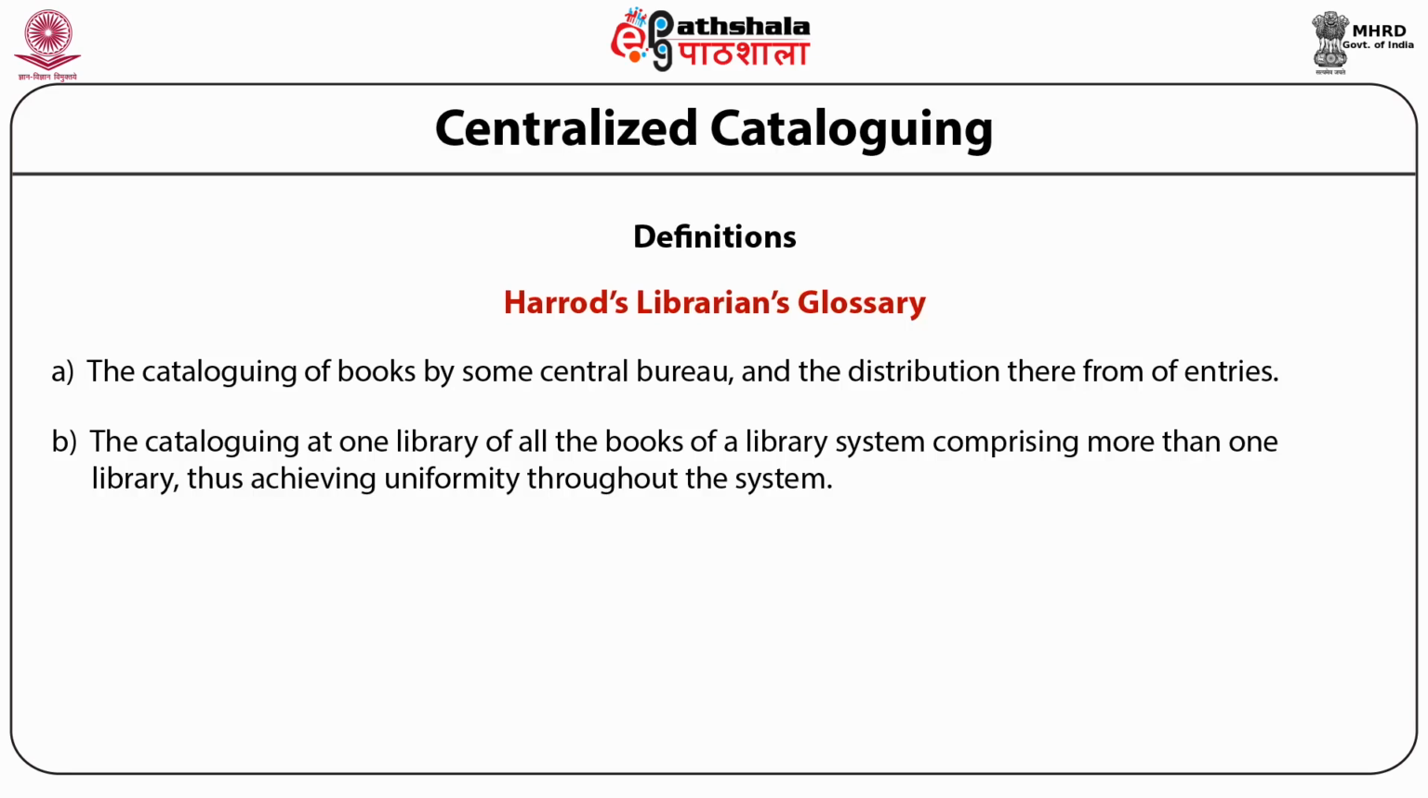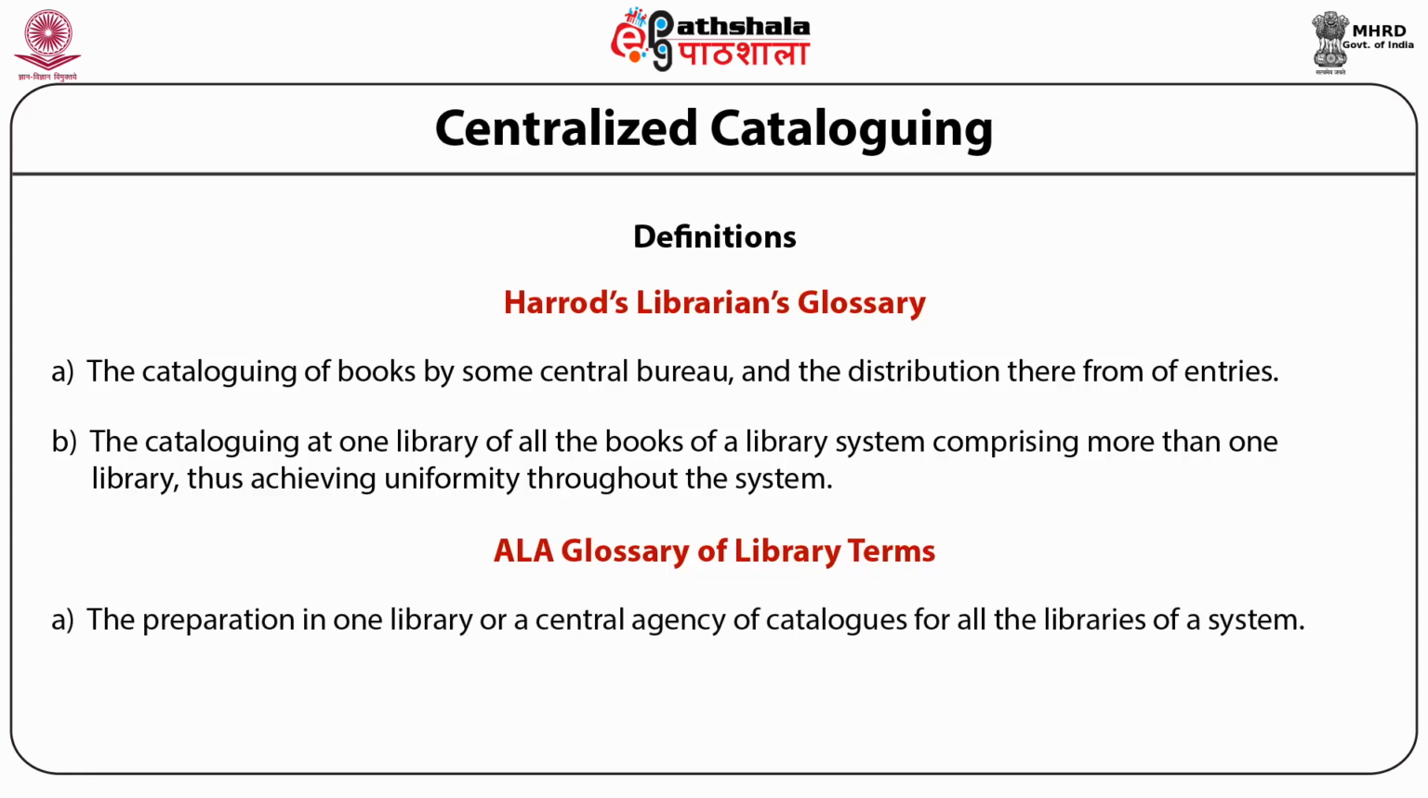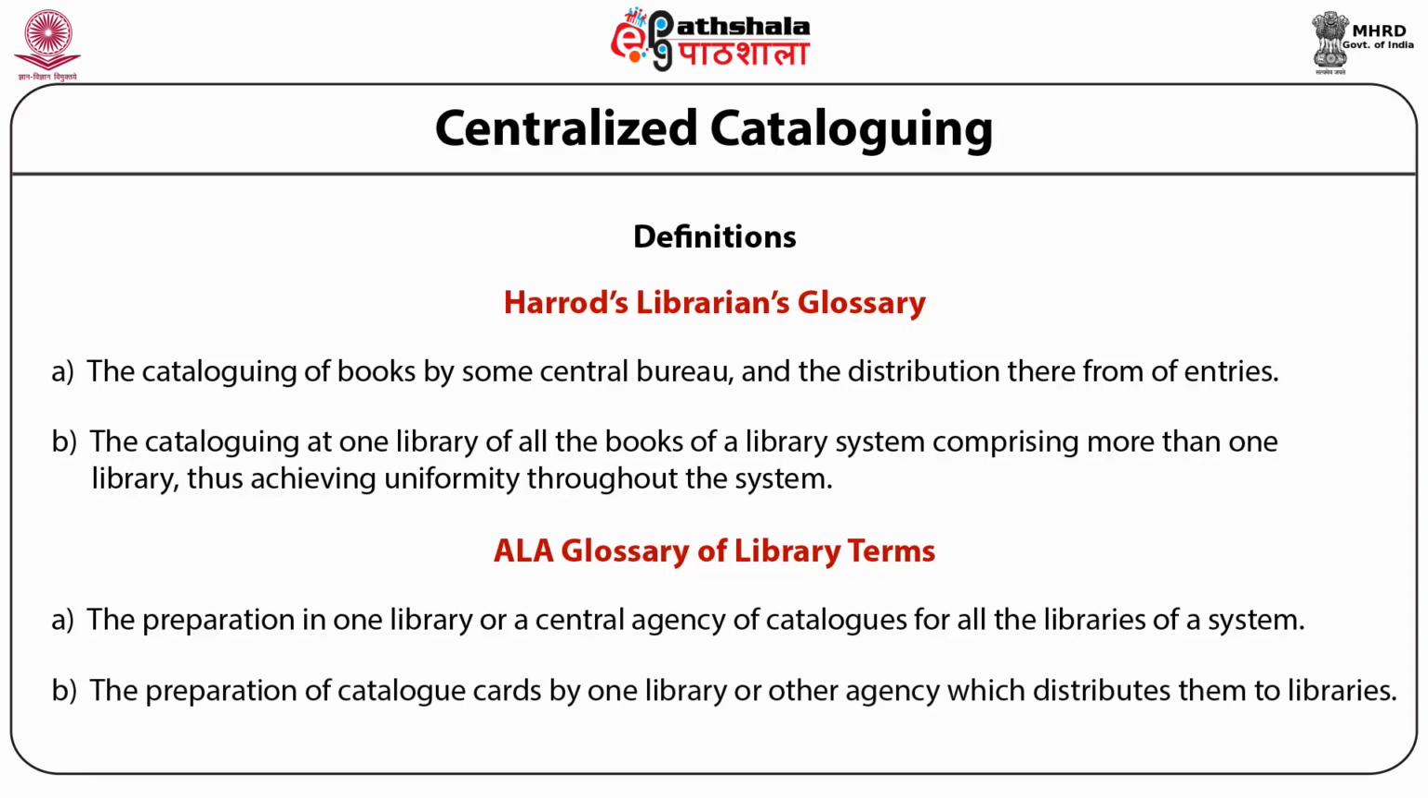Next definition is by ALA Glossary of Library Terms. ALA glossary has also defined it in two ways. First definition is the preparation in one library or a central agency of catalogs for all the libraries of a system. Second definition is the preparation of catalog cards by one library or other agency which distributes them to the libraries.